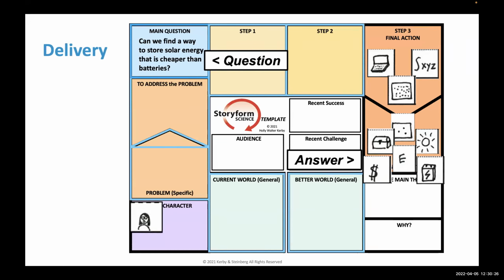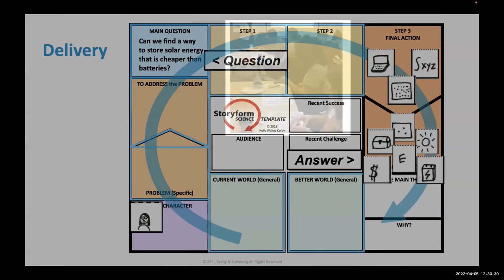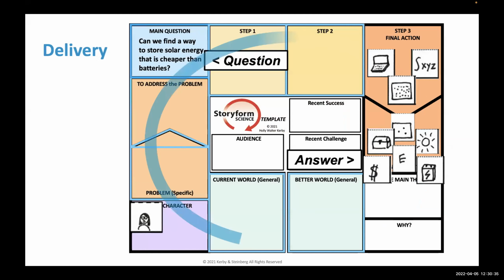Delivery is done by going in a clockwise circle around the template on the colored squares. And you already know that you can see people then building their stories with icons.